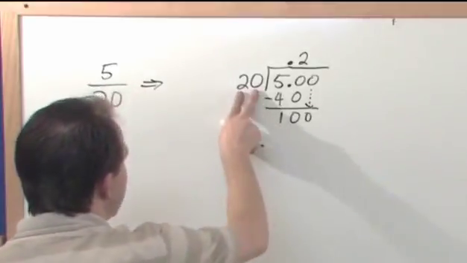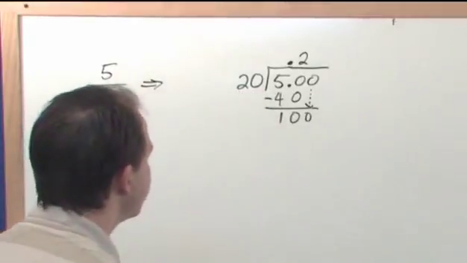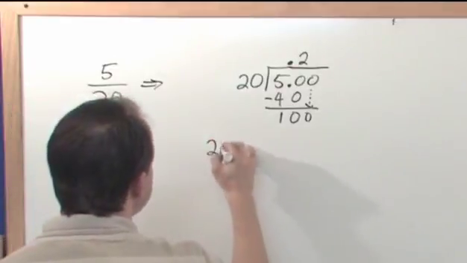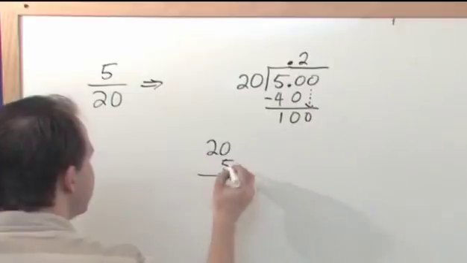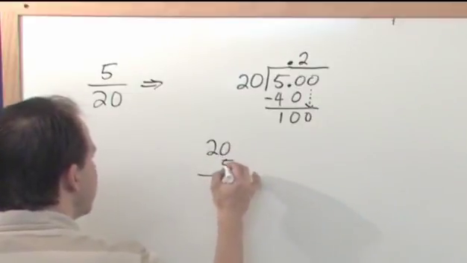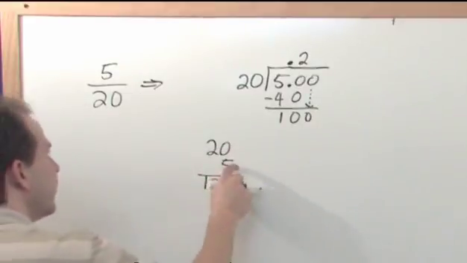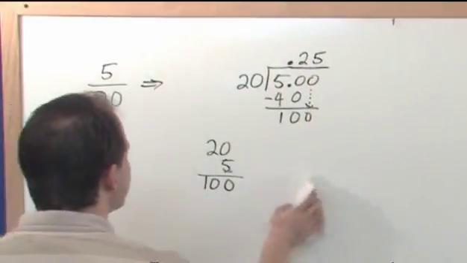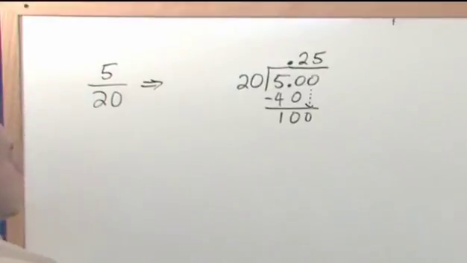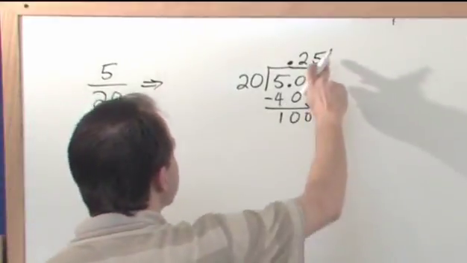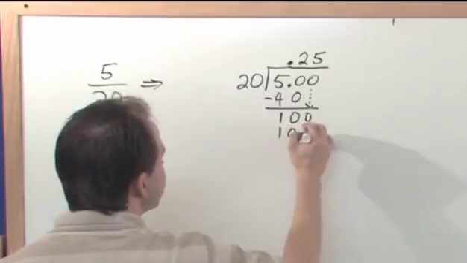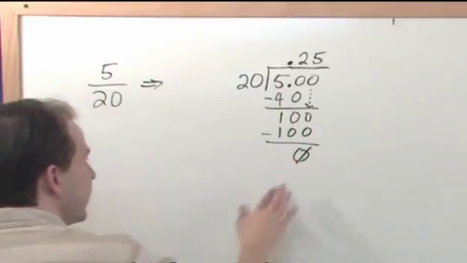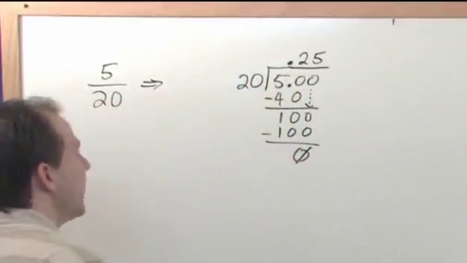And then I want to ask myself, how many times does 20 go into 100? And I think you can convince yourself that it goes 5 times. Because 20 times 5 is 100. 5 times 0 is 0. 5 times 2 is 10. So it goes 5 times. Okay? Now after we've done that little division here, let's go ahead and do our multiplication and figure out if we're done. 5 times 20 gives us 100. 100 minus 100 gives us a 0. So we have no remainder, which means it goes exactly 0.25 times.